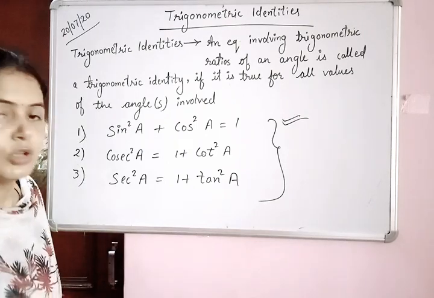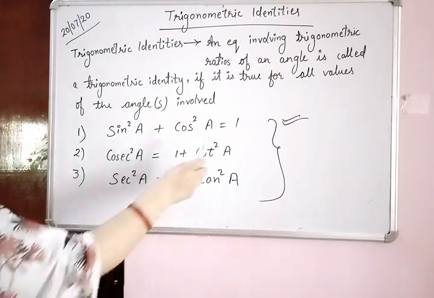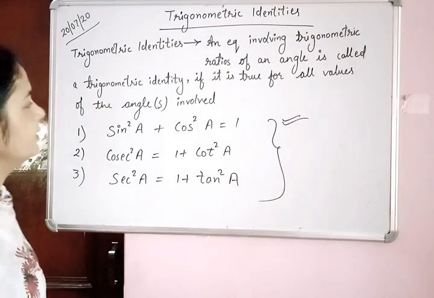Now, in your syllabus, you have the proof of the first trigonometric identity, that is sine square A plus cos square A is equal to 1. So, today we prove this identity. Okay? So, let's start.